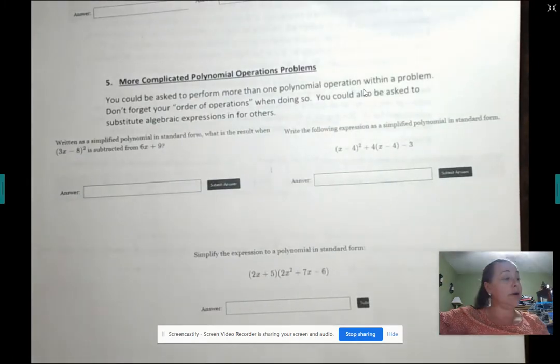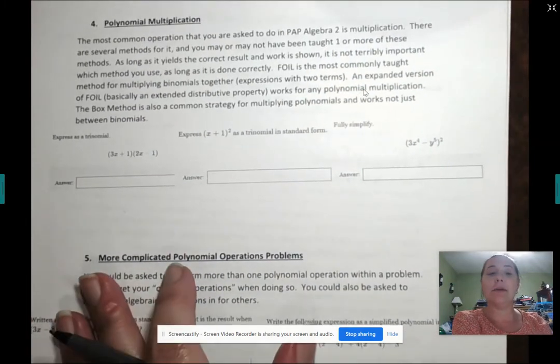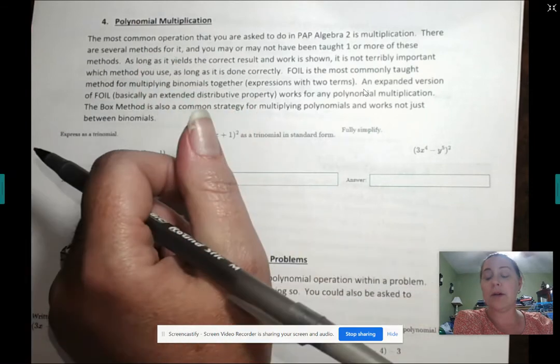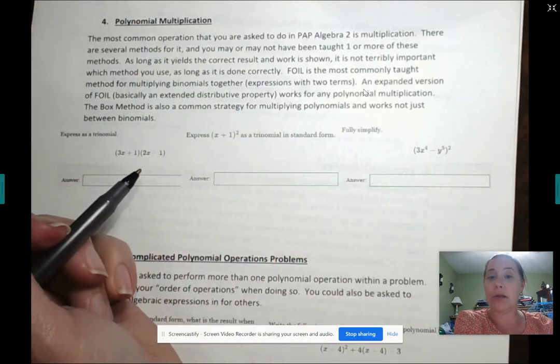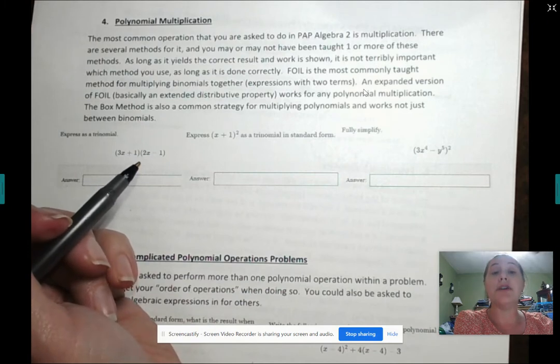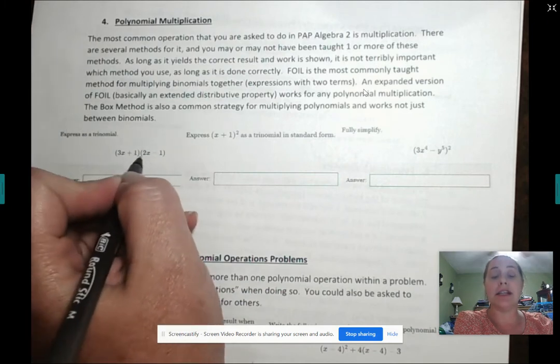All right, 1/3 of the way down. Now, multiplying. This is what you're going to do the most in Algebra 2. You're going to be asked to multiply polynomials together. Now, you did this in Algebra 1 with binomials, meaning a two-term polynomial times itself. And here's a good example.